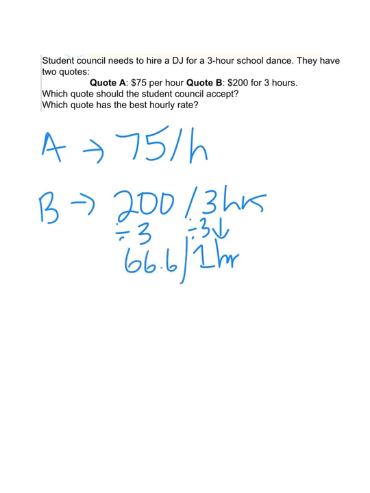So it's going to cost me $66, round up to 67 if you want, per hour for quote B and 75 for quote A. So I would suggest that the student council would want to accept quote B. They have the better hourly rate.